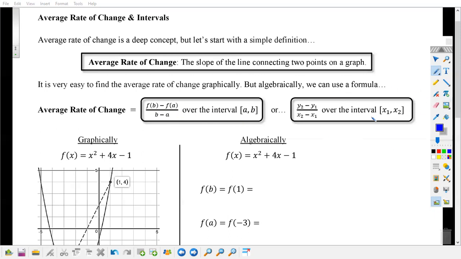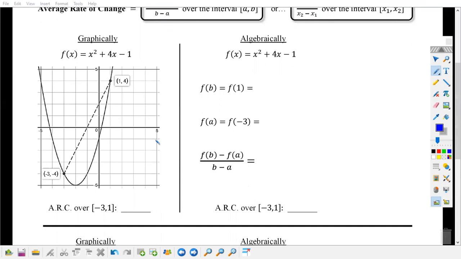Now, referencing back to our good old Algebra 1, that's when we had y2 minus y1 over x2 minus x1. And your interval was from x1 to x2, okay? So there is the correlation. It's the same, but remember how I started off with saying it's a deep concept, and we're just going to keep expanding on it, okay? All right. So we're going to do a quick little review of graphically.